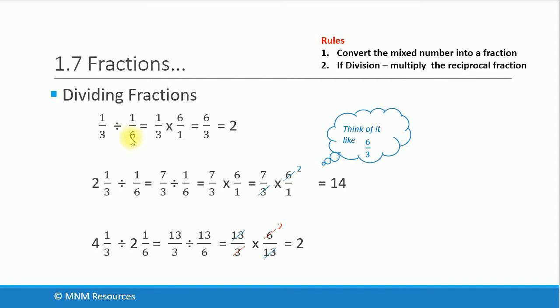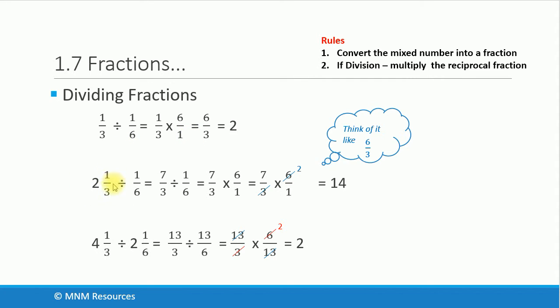To get the reciprocal of a fraction, all you have to do is swap the values of your numerator and denominator. So in this case, 1 by 6 becomes 6 by 1. As you have swapped the values, your numerator becomes your denominator and your denominator becomes your numerator. And you have to multiply it by the value of the first fraction. So 6 times 1 is 6, 3 times 1 is 3. We know that 6 divided by 3 is 2. Let's look at another example.